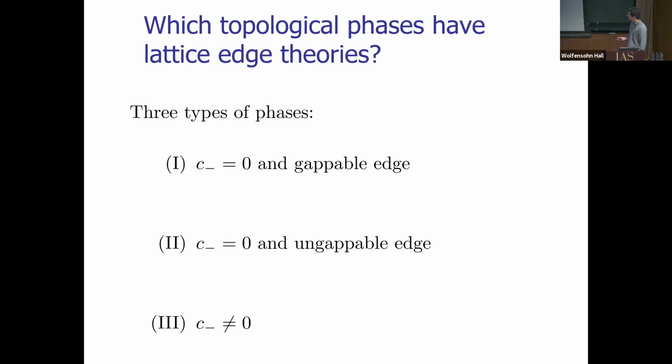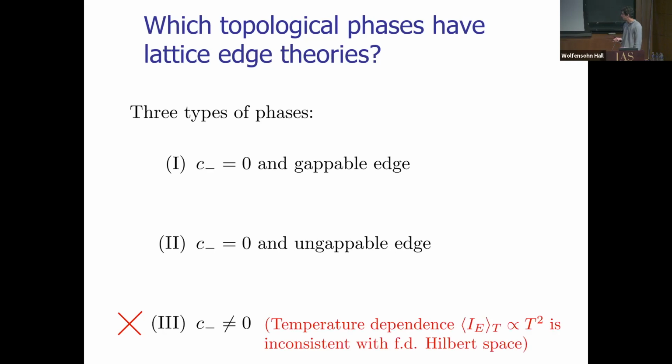And these three possibilities behave somewhat differently with respect to this question. So let's talk about whether, in each of these cases, we can get a lattice edge theory. I'll start with number three, which is type three phases, with a non-zero chiral central charge. In this case, I think you can argue in many ways that lattice edge theories are impossible. You cannot hope to have a lattice edge theory, at least the way I've defined it. One argument is that having a non-zero chiral central charge means that you have an edge energy current that scales like T squared. And you can argue that this behavior is basically inconsistent with a finite dimensional Hilbert space.